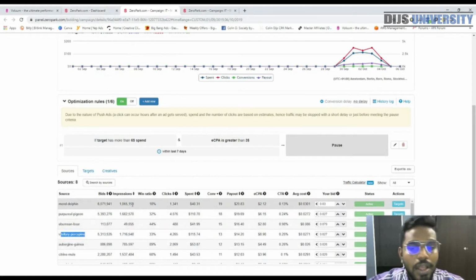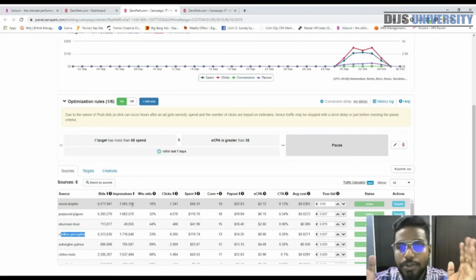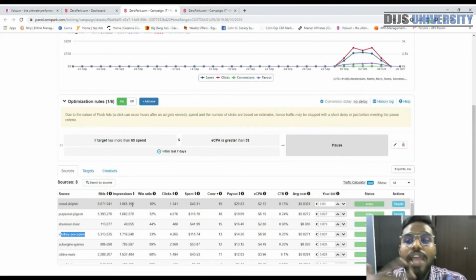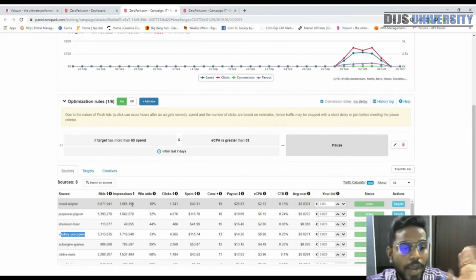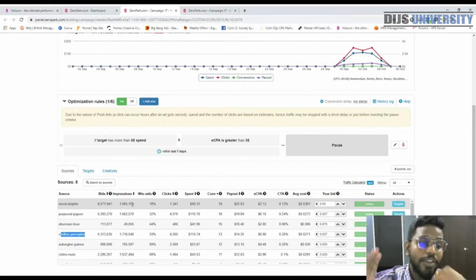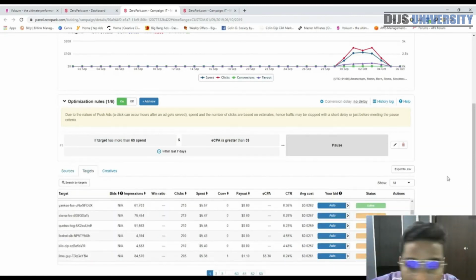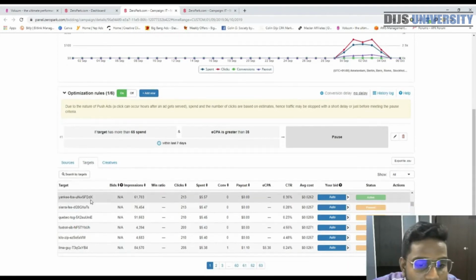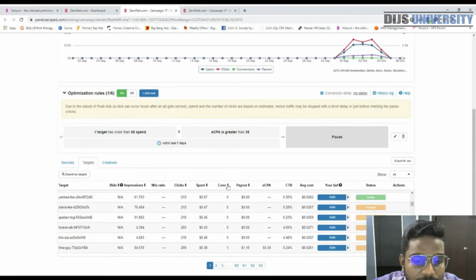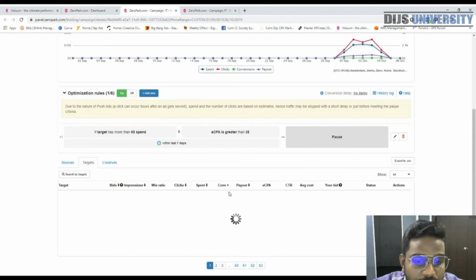These sources are something that the whitelist targets of these sources was given to us by our affiliate manager, and he's the one who segregates the whitelist as well as the blacklist and gives it to you so that you can go in depth with it. So when we go to the targets, you can see the one that performed the best. Let me see which one performed the best.